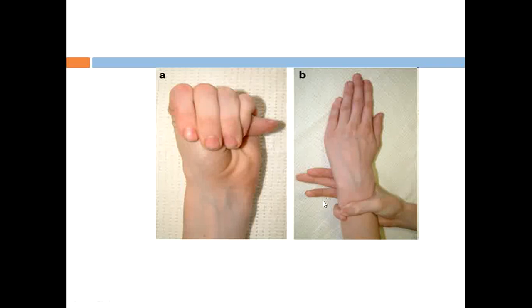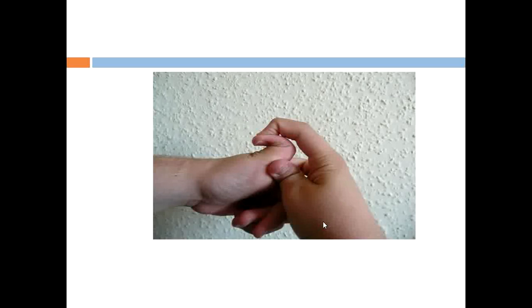The B part shows wrist sign. When you ask the patient to hold the wrist with ring finger and thumb, they overlap because the length of finger and thumb is increased. You can see here the thumb curls backward because of hypermobility of the joint.